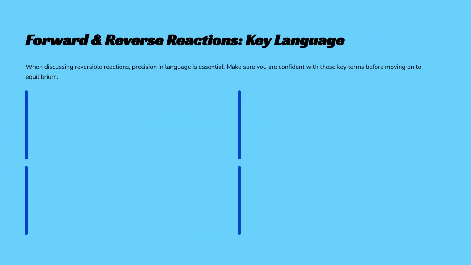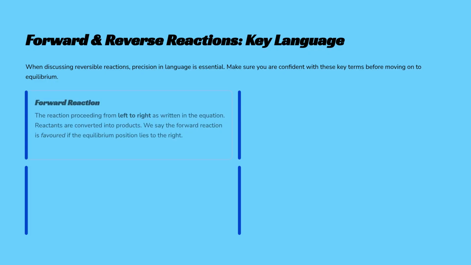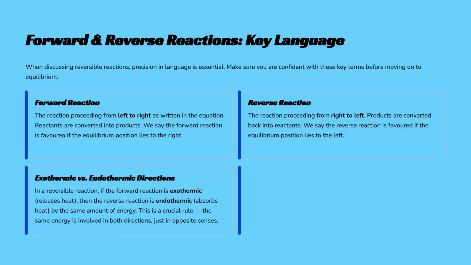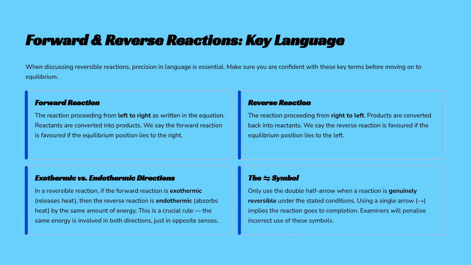Precision in language is essential when discussing these concepts. The forward reaction goes left to right, while the reverse reaction goes right to left. Remember, if the forward reaction is exothermic, the reverse must be endothermic by the same energy amount. Only use the double half-arrow for genuinely reversible reactions.